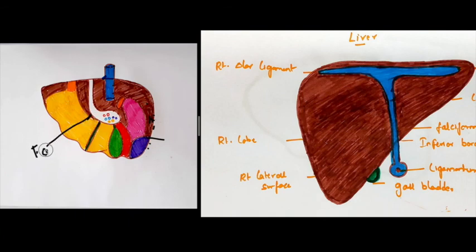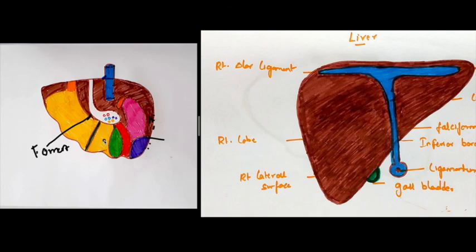This is the tuber omentale. At the lower part of the ligamentum venosum, we will see an elevation known as the tuber omentale. Here it maintains a relationship with the lesser omentum. On the inferior surface of the left lobe of the liver, we will see the gastric impression, and the tuber omentale maintains contact with the lesser omentum.